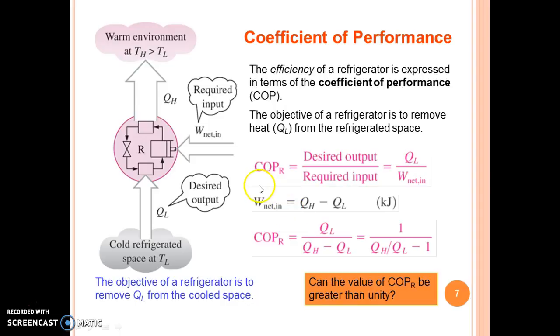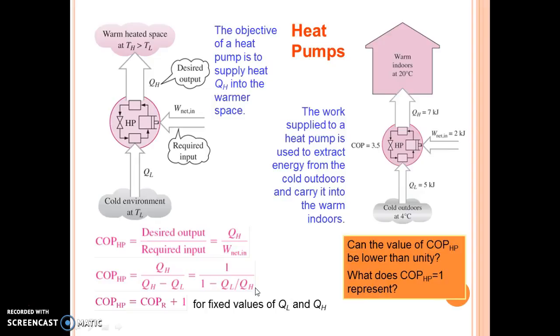Now we can also define W net based on the energy balance equation as QH minus QL, that is heat supplied to the source minus heat taken from the sink. So again, COP you can write as QL divided by QH minus QL, that is, when you adjust the equation, 1 divided by QH by QL minus 1. So there is an important question that comes into play. Can the value of COP of a refrigerator be greater than unity? We will discuss.